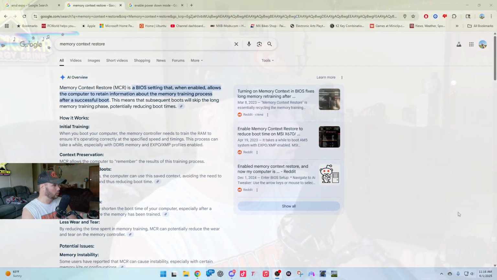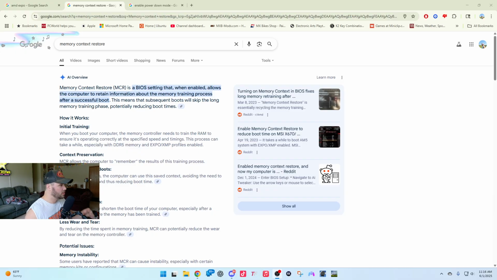I had my case open for something one day, so I'm like, well, I'll poke around with this again. I'll see if I can fix it and get it to boot and post faster. So I messed with it, and I did some digging on Reddit, and it brought me to the MCR, Memory Context Restore. Memory Context Restore is a BIOS setting that, when enabled, allows the computer to retain information about the memory training process after a successful boot. So what does this do?